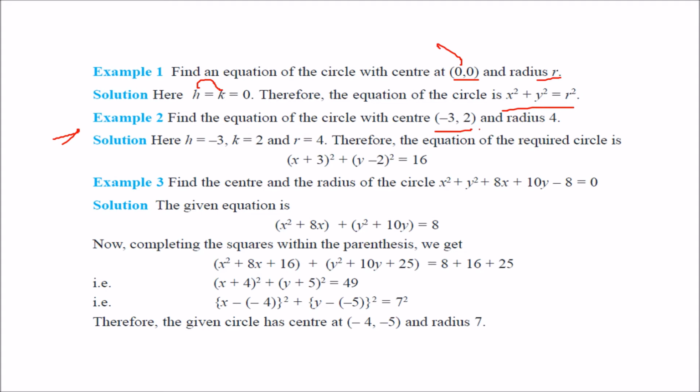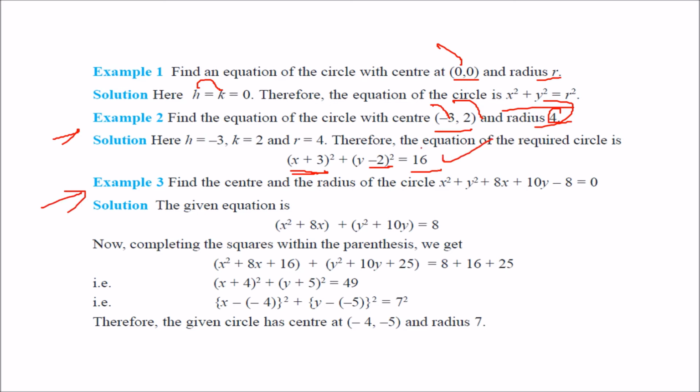Next example, find the equation of the circle with center (minus 3, 2) and radius 4. So h is minus 3, k is 2. So x minus of minus 3, that will be x plus 3, and y minus 2, is equal to 4 square, that is 16. So (x plus 3) whole square plus (y minus 2) whole square is equal to 16. This is going to be your equation.